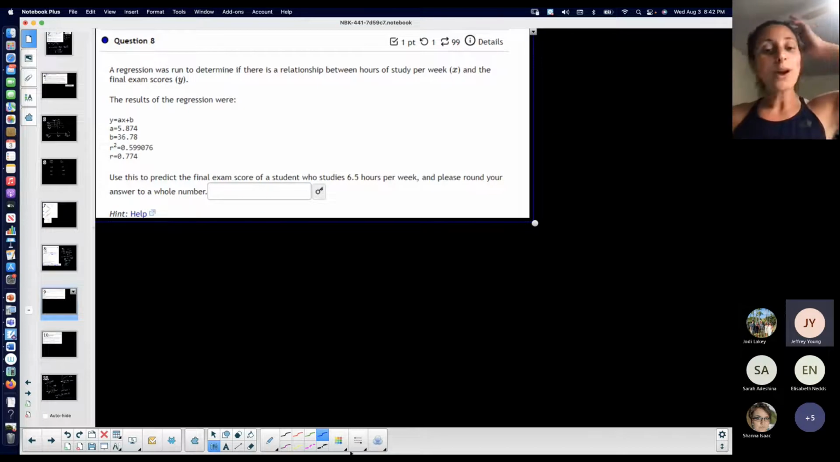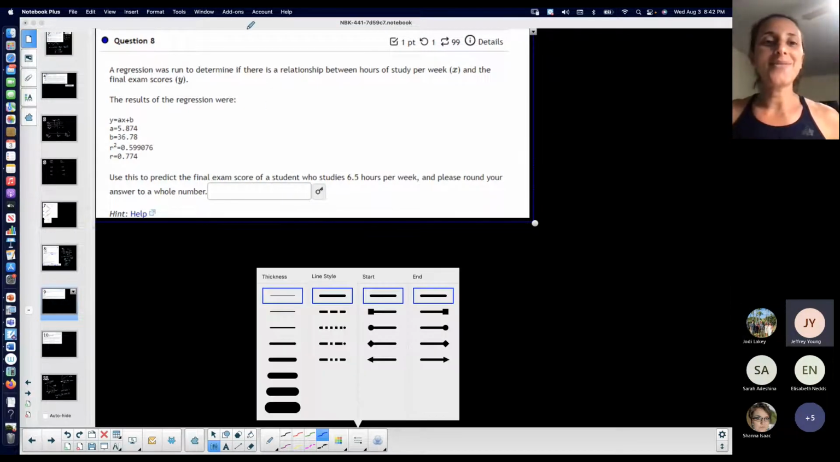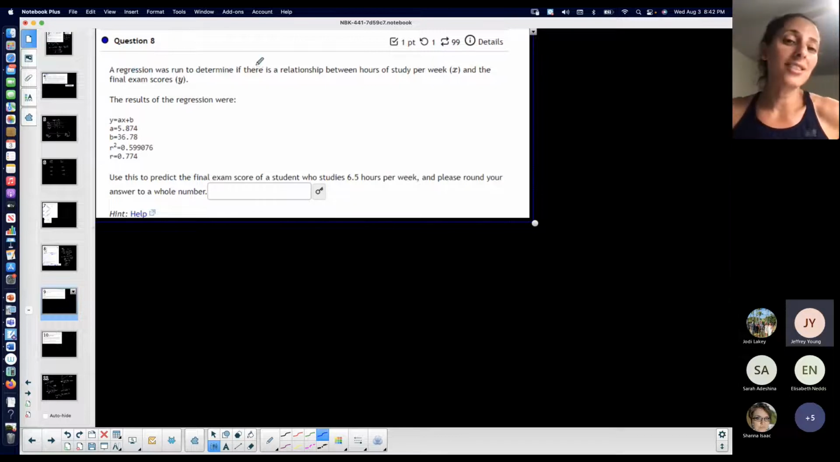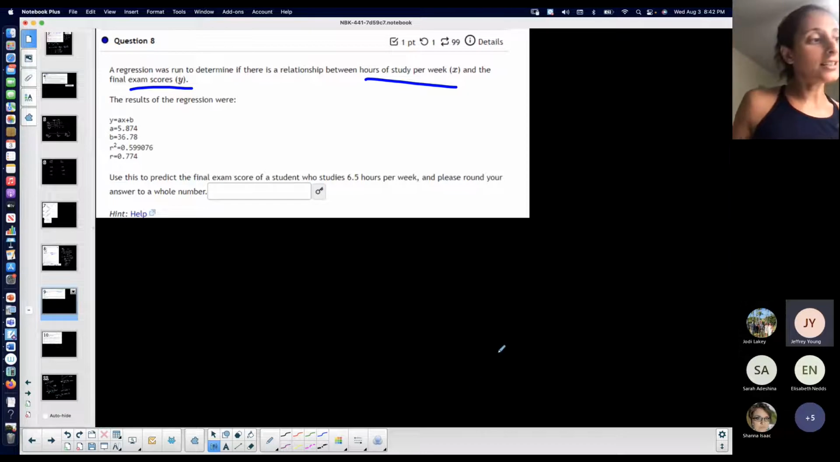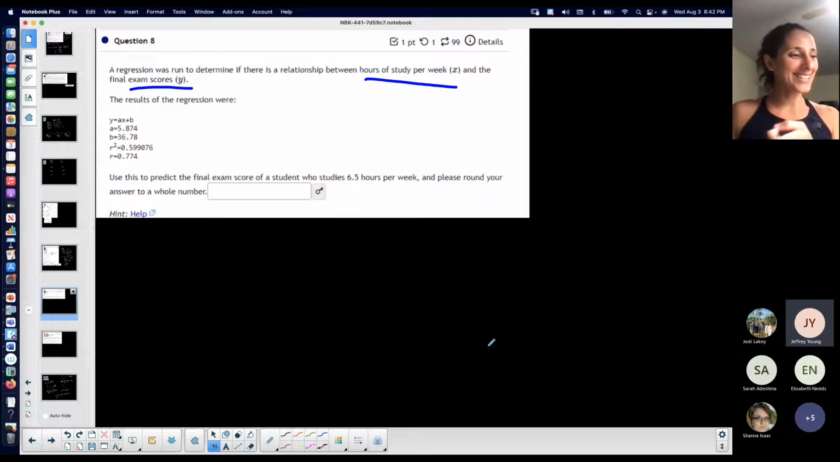So let's see what we have here. A regression was run to determine if there is a relationship between hours of study per week, X, and the final scores, Y. I like to know what my variables represent. X is hours of study, and Y is final exam scores. Now, I would expect, just based on my knowledge of studying, that the more hours that I study, the higher my final exam score should be. Which is perfect timing for this kind of question. Now, let me see if that's accurate.